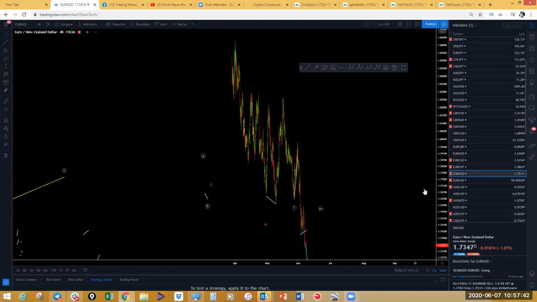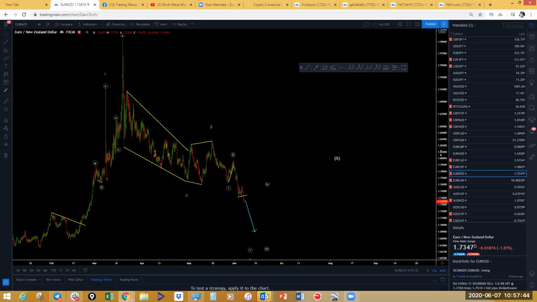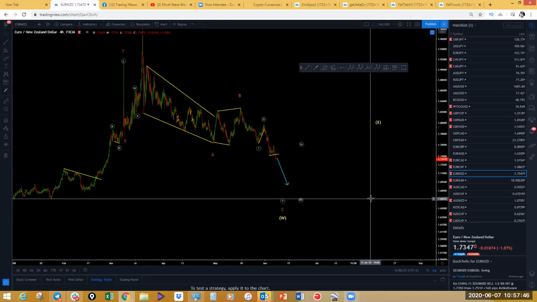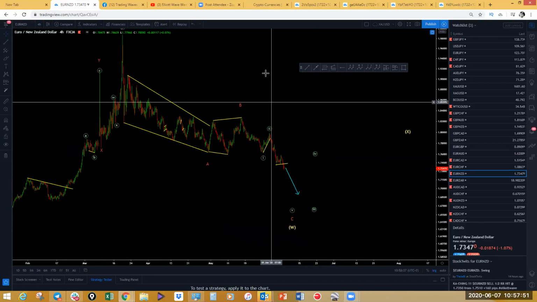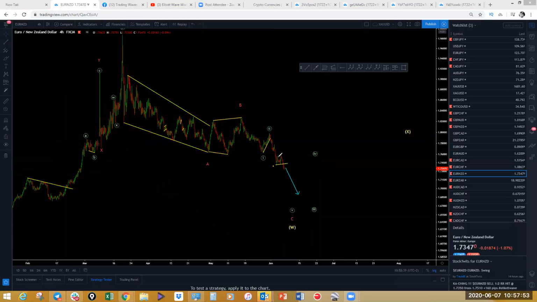Euro New Zealand showing downside. It's interesting how EUROCHF is pushing higher and Euro New Zealand is pushing lower. Where's the correlation? That can be explained simply by understanding correlation strength. Euro New Zealand may be a bit late for this trade, but that is a trade setup for the last bit of wave 5 there.